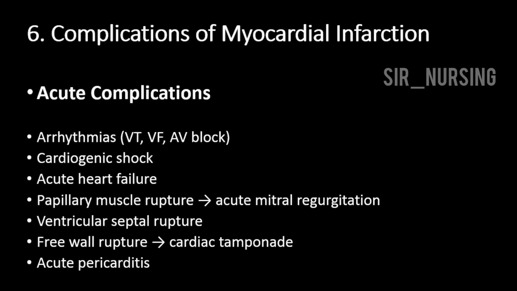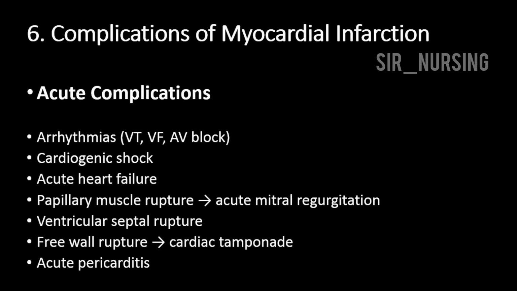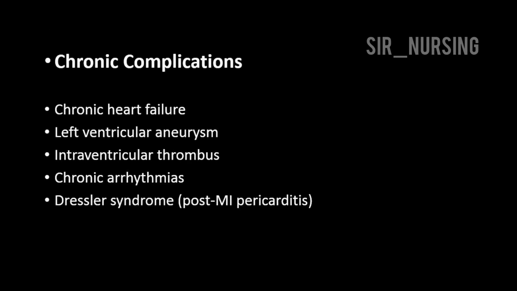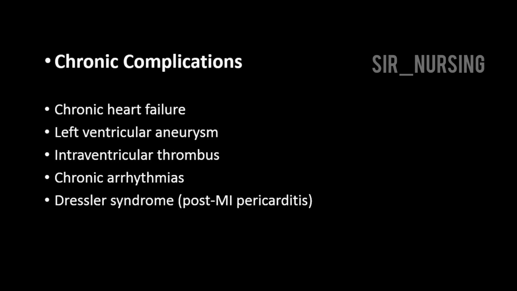6. Complications of myocardial infarction. Acute complications: arrhythmias, VT, VF, AV block, cardiogenic shock, acute heart failure, papillary muscle rupture, acute mitral regurgitation, ventricular septal rupture, free wall rupture, cardiac tamponade, acute pericarditis. Chronic complications: chronic heart failure, left ventricular aneurysm, intraventricular thrombus, chronic arrhythmias, Dressler syndrome, post-MI pericarditis.